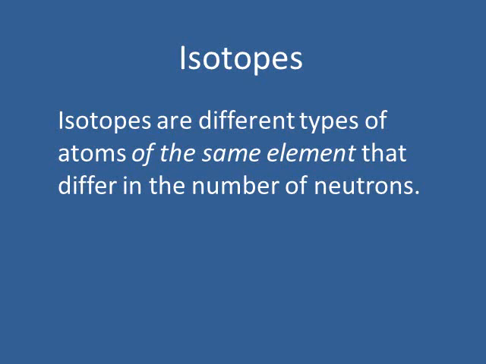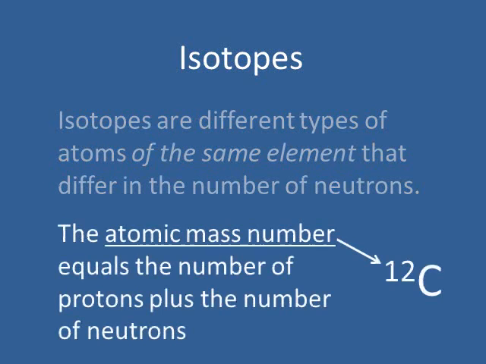Isotopes are different types of atoms of the same element that differ in the number of neutrons. So remember, the thing that keeps an element's identity is that atomic number, or the number of protons. Neutrons and electrons, as we've seen previously, can change. Now, the atomic mass number, written as a superscript to the left of the element symbol, equals the number of protons plus the number of neutrons. So sort of like the atomic mass, the rounded atomic mass. You'll see it written in this way to tell you which isotope of the element we're talking about.